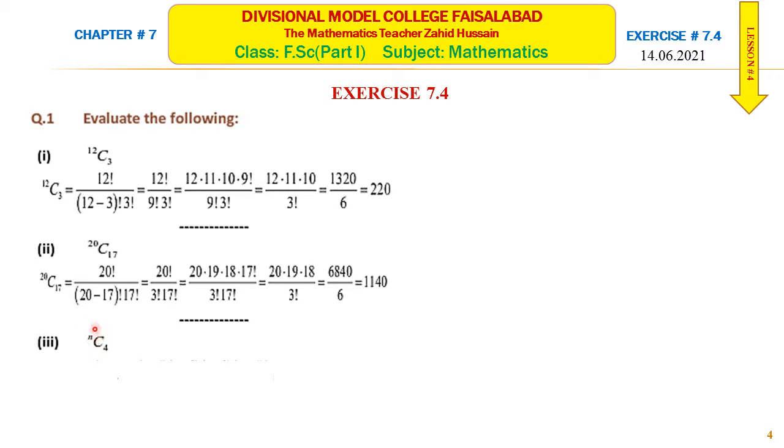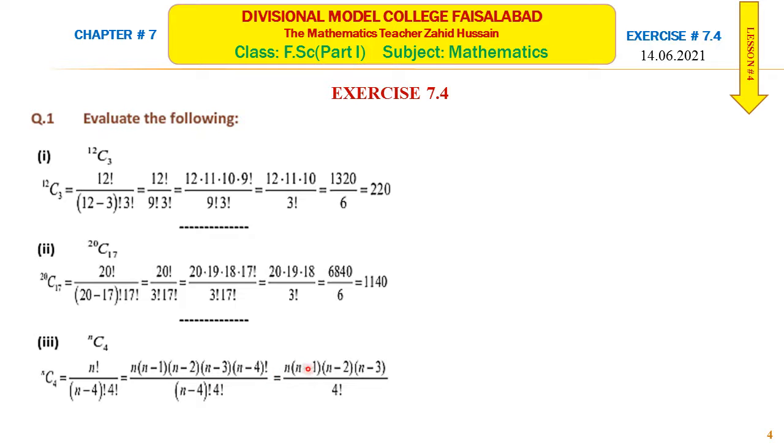Now nCr, where there is no fixed number. It is general. For nC4 we will write n factorial over (n minus 4) factorial into 4 factorial. Now in the denominator there is n minus 4 factorial, so you can write n factorial as n into n minus 1, n minus 2, n minus 3, and n minus 4 factorial, over n minus 4 factorial into 4 factorial. The n minus 4 factorial cancels with the n minus 4 factorial, and we are left with n into (n minus 1) into (n minus 2) into (n minus 3) over 4 factorial, and this is your final answer.